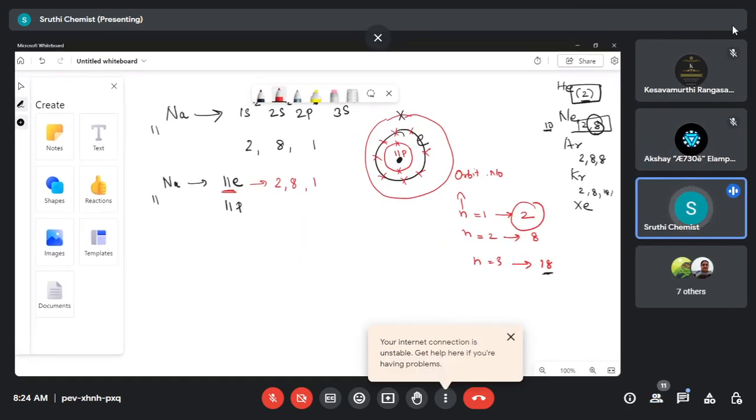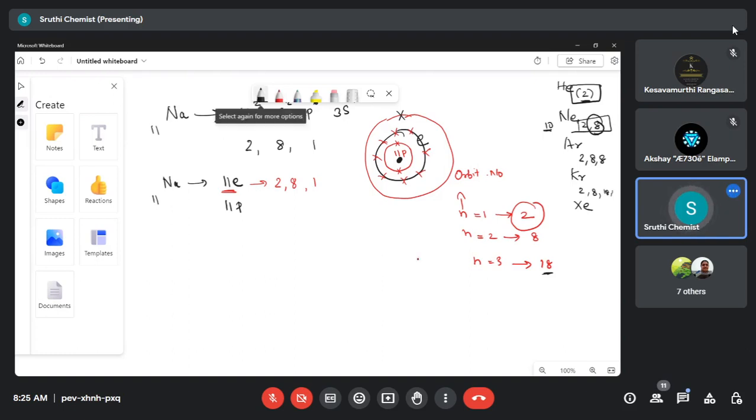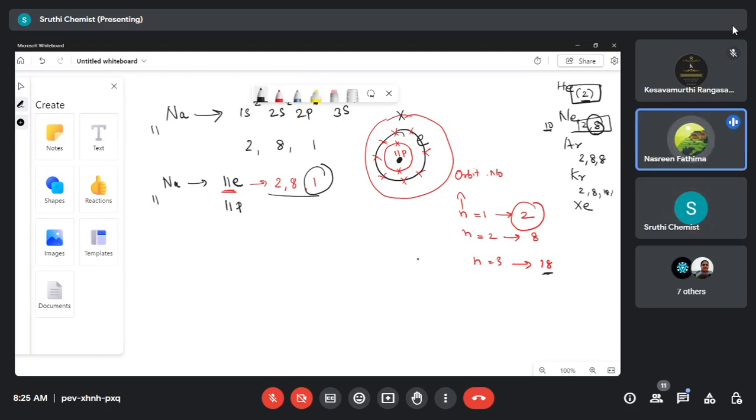Here it is 2, 8, 1. So either the last shell should have 8 electrons, or otherwise we have to make the previous shell have 8. For example, you have a 2, 8, 1 configuration. I want 8 electrons here. What is the possibility? How will you make this 1 into 8 electrons? By gaining 7 electrons. Very good.